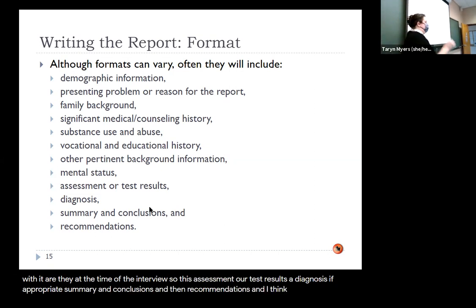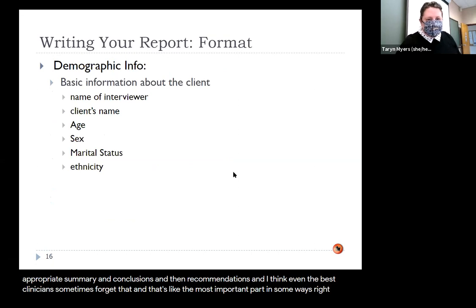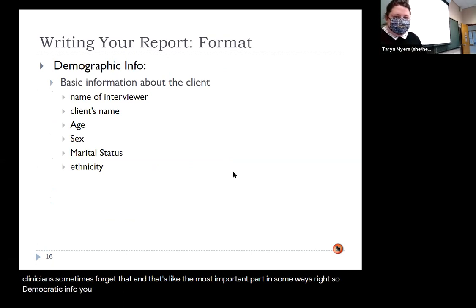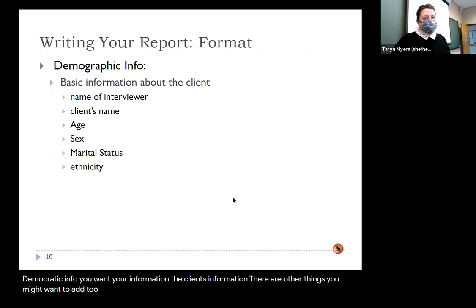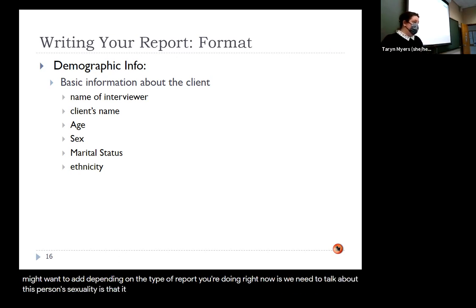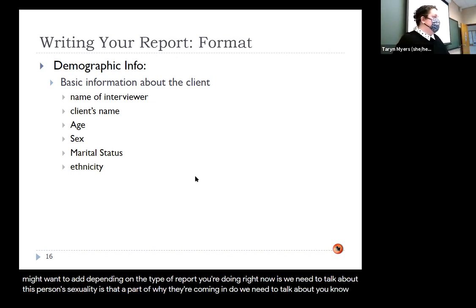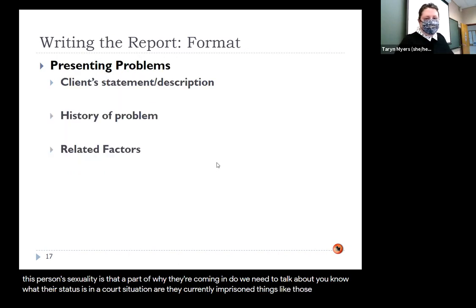And I think even the best clinicians, if they don't have a set template, sometimes forget that. And that's like the most important part in some ways, right? So demographic info, you want the client's information. There are other things you might want to add depending on the type of report you're doing, right? Do we need to talk about this person's sexuality? Is that a part of why they're coming in? Do we need to talk about what their status is in a court situation? Are they currently imprisoned? Things like those.